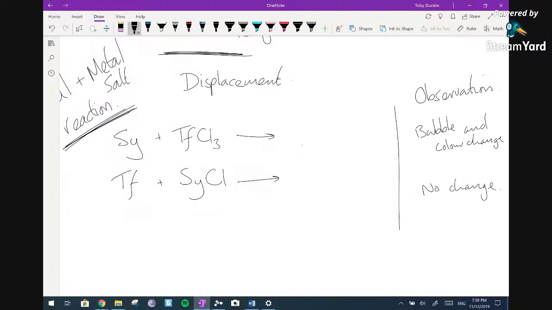Right, so we can now determine from that particular reaction that cyanium is more reactive than tifonium, because there has been a reaction between the cyanium and the tifonium chloride that's going to form cyanium chloride and tifonium metal. So that's the observation I'm seeing.